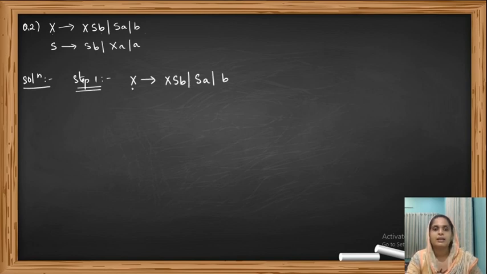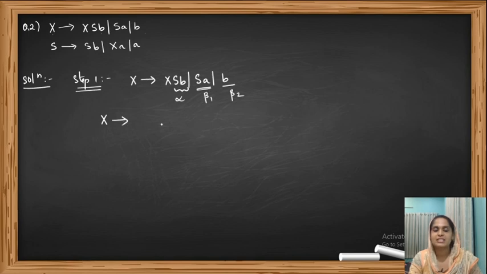But here, we can see that this term created left recursion, so we have to eliminate left recursion from this production. How can we convert this production? First we have to find out the values of alpha and beta. Here SA is beta 1 and B is beta 2, and whatever comes after X, that is SB, is our alpha. So there are two betas and one alpha. How can we convert it?